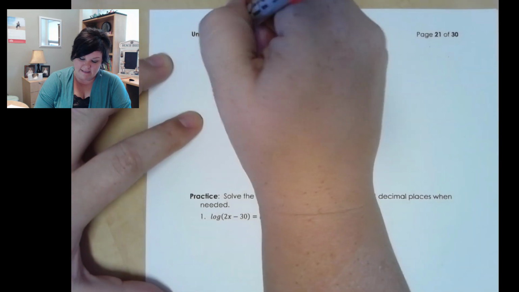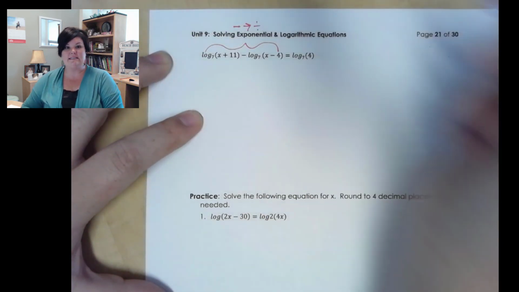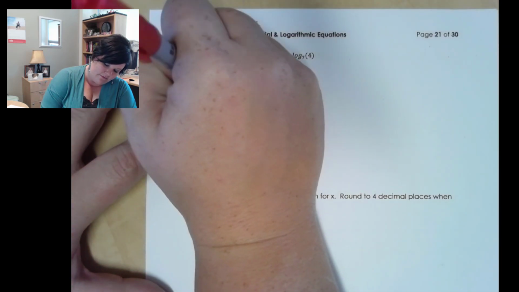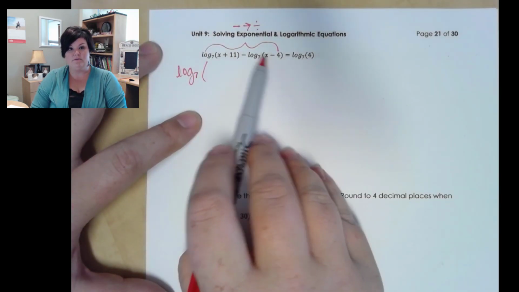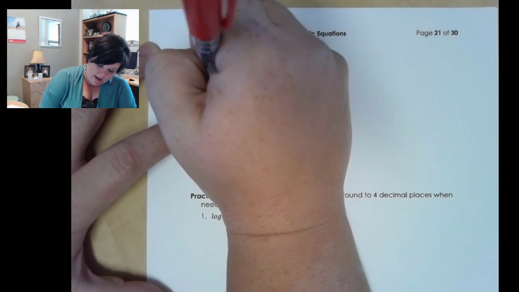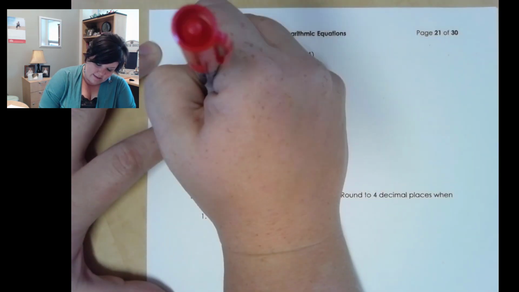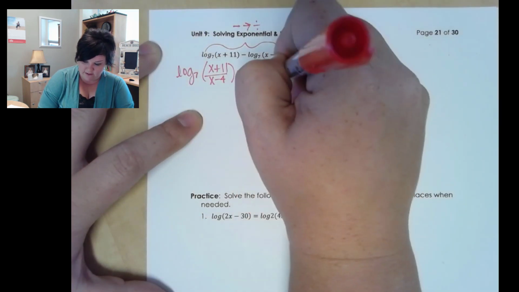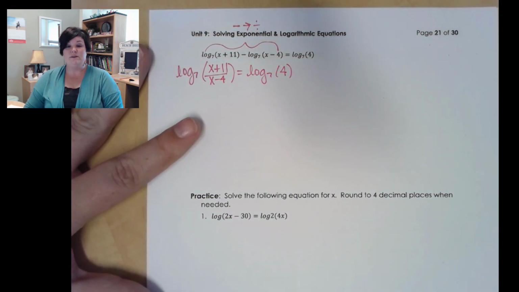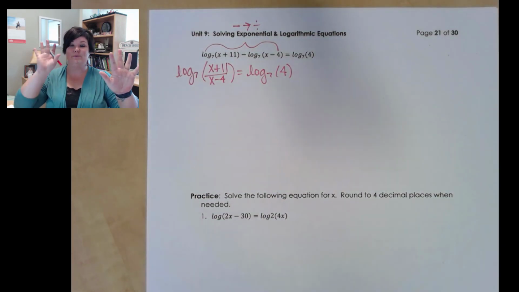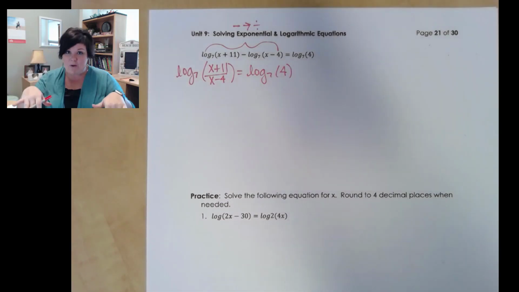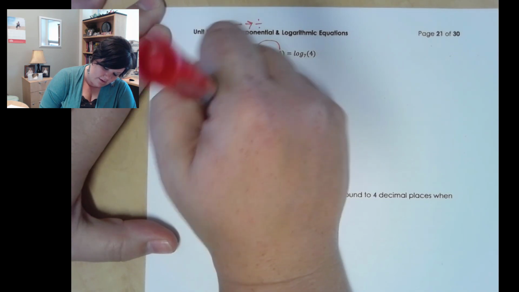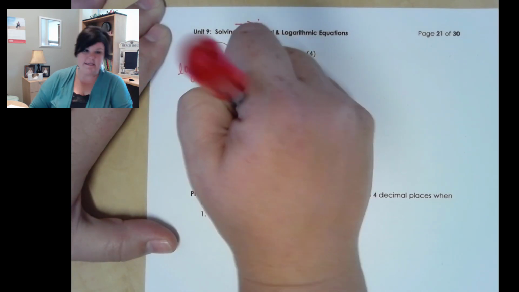It is being subtracted, and subtraction condenses into division. So I'm going to write this as log base 7 and the division of those two inside numbers. So x plus 11 on top, x minus 4 on bottom, and that's going to be equal to log base 7 of 4. Okay. So now that I have one log base 7 equal to one log base 7, now I can drop my log base 7s. Okay. So I end up with x plus 11 over x minus 4 is equal to 4.